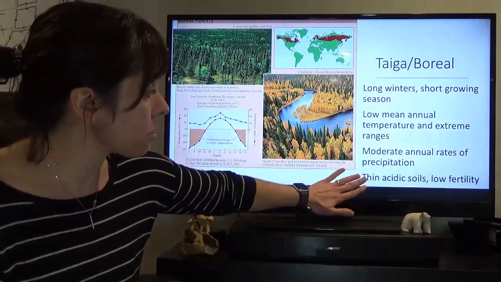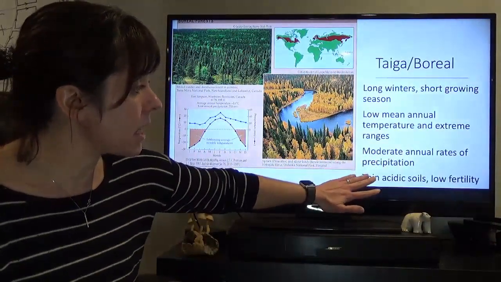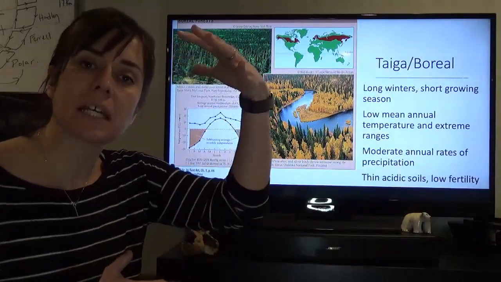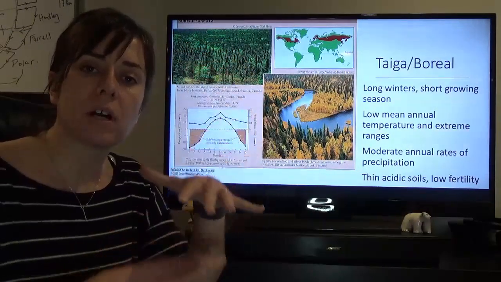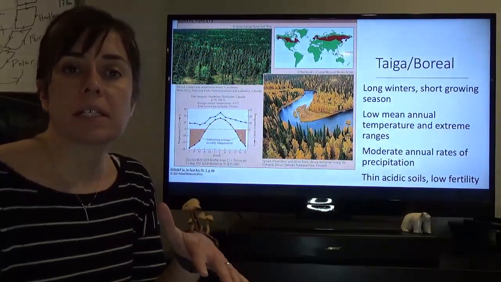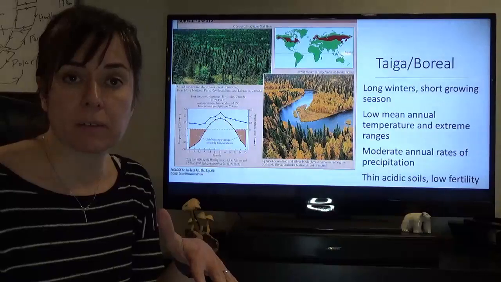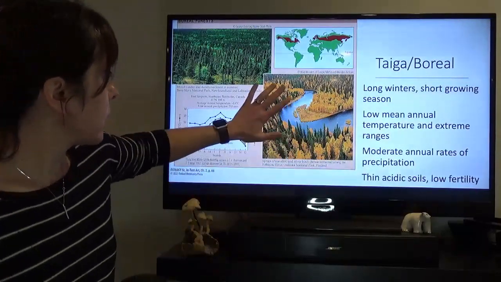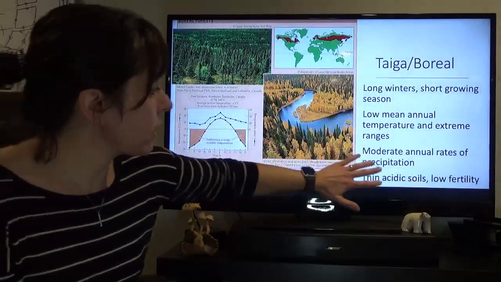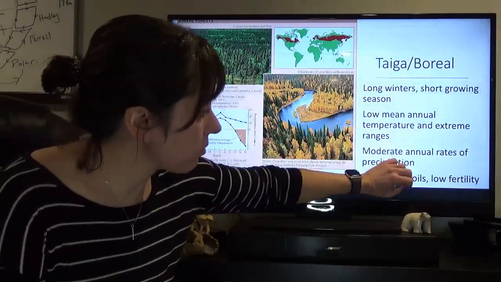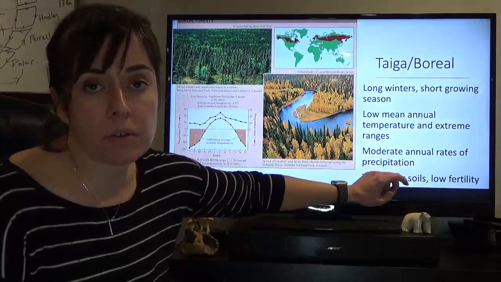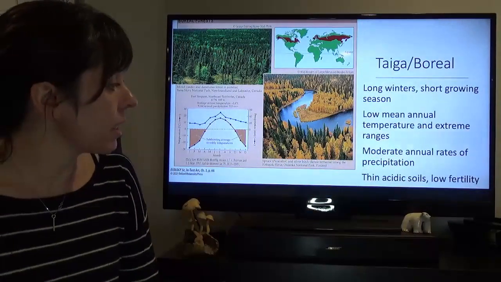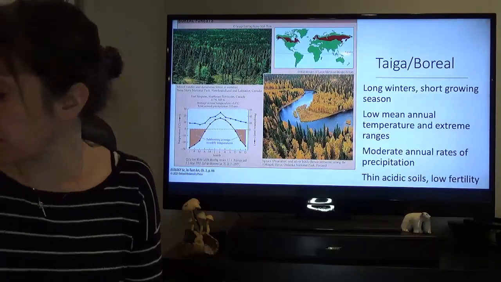Okay, so thin acidic soils and low fertility. So these forests tend to accumulate thick organic soil layers on top of various types of glacial deposits. So they tend to be very acidic soils, really low fertility, particularly low nitrogen, and so in general, a low productivity system.